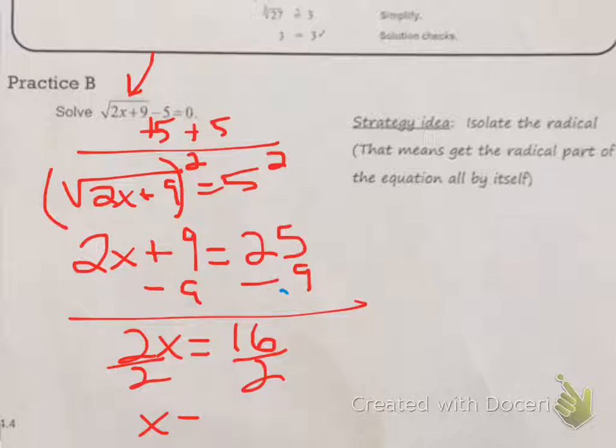And you get x equals 8. Now again, just really fast, what we want to do is take that 8 and plug it back in there. I just like to do it in my head. 2 times 8 is 16. 16 plus 9 is 25. 25 square rooted is 5. 5 minus 5 is 0. So that did check out. So I know that this is my solution.